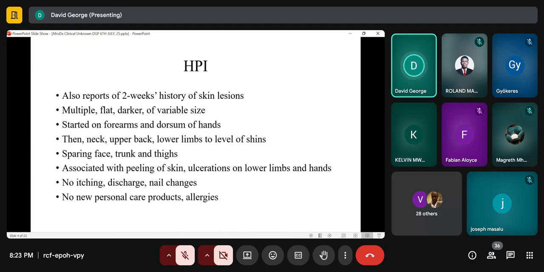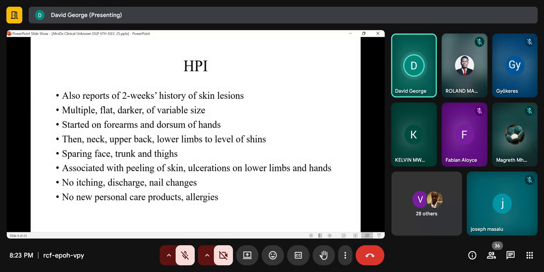He also reported a 2 weeks history of skin lesions, which were multiple, flat, dark, of variable size. They started on the forearms, especially the anterior aspects, and the dorsum of hands, and then went on to involve the neck, upper back, lower limbs up to the level of the shins. But they spared the face, the trunk, and thighs, and they were associated with peeling of the skin and ulceration on lower limbs. However, there was no itching, discharge, or nail changes, and he did not report any new personal care products.